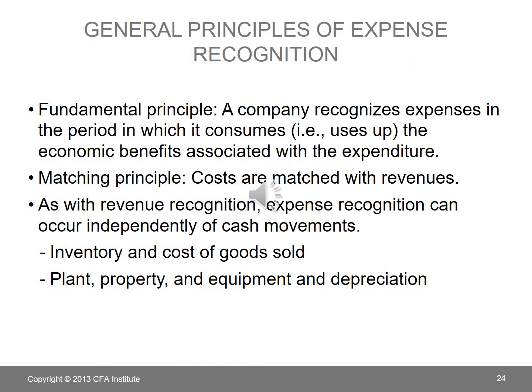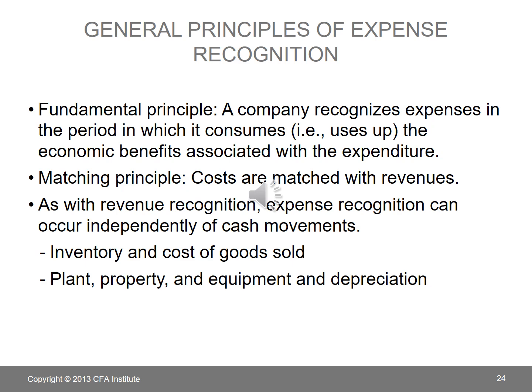Now let's move on to expense recognition. Under the IFRS standard, the term expense is defined as the decreases in economic benefits during the accounting period in the form of outflows or depletions of assets or incurrences of liabilities that result in decreases in equity, other than those relating to distributions to equity participants. Okay, so from this we can see that expenses encompass losses as well as those expenses that arise in the course of the ordinary activities of the enterprise.